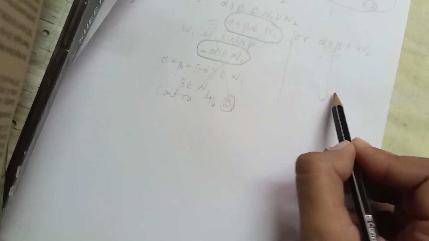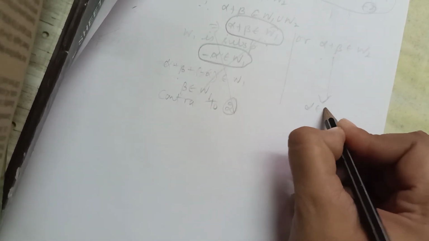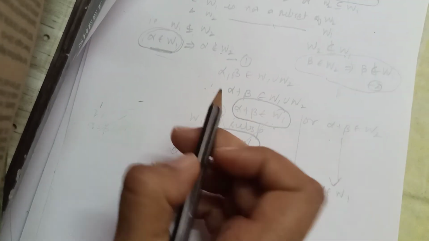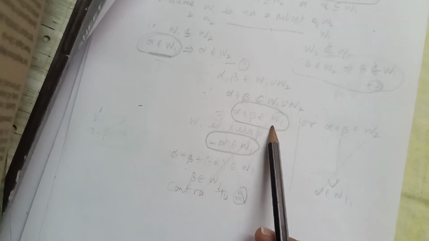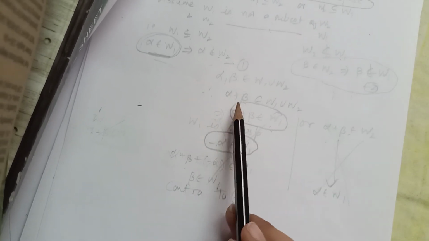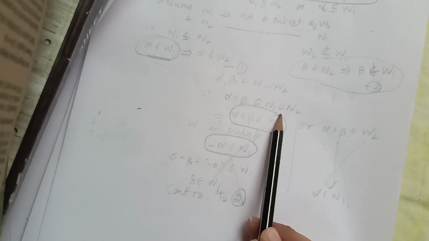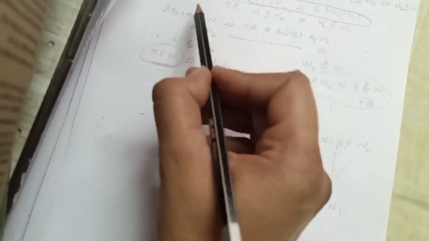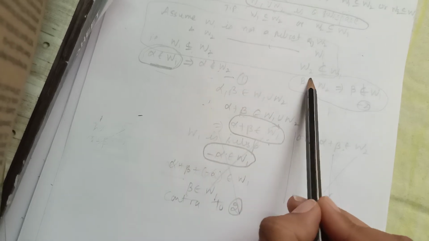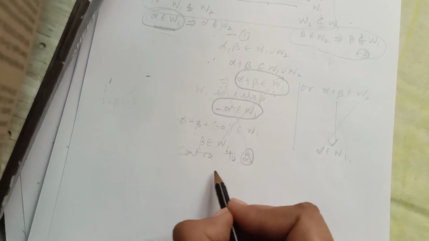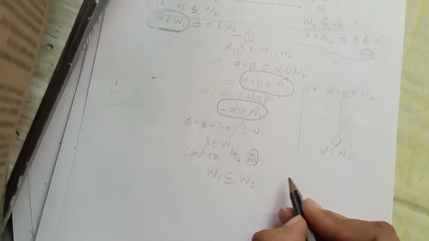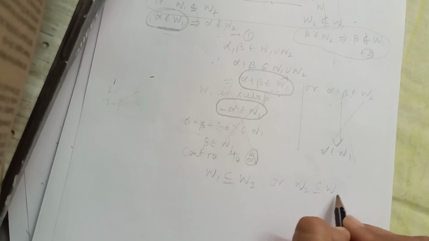Similarly, you can easily prove on same lines. Here we will obtain alpha belonging to W2, which will be a contradiction to 1. So this is wrong. So alpha plus beta, if it is not in W1, not in W2, how can it happen to be in their union? So our assumption is wrong. What was our assumption? We have assumed that neither W1 is contained in W2 nor W2 is contained in W1. So our assumption is wrong. Either W1 is contained in W2 or W2 is contained in W1.